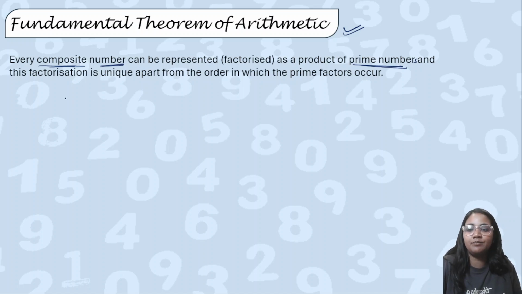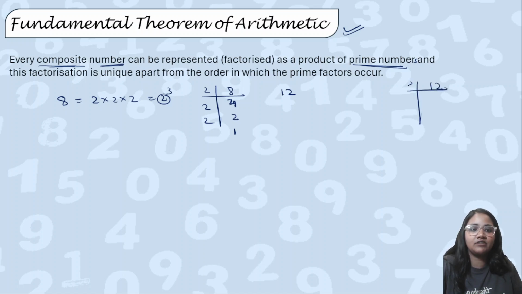If I take an example, 8, and do the prime factorization of 8: 2, 4, 2, 2 and 2, 1. So we can write 8 as 2 times 2 times 2, or you can say 2 to the power 3, where 2 is a prime number, right? If I take another example, 12 suppose. If I write 12 and do the prime factorization of 12, right? So what am I getting? 2 into 2 into 3. So here I'm getting 2 primes, that is 2 and 3.